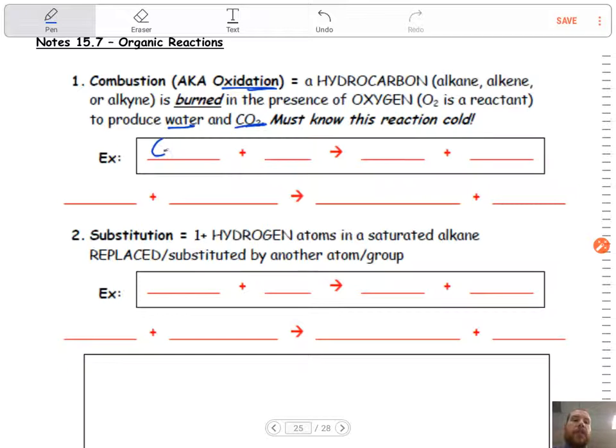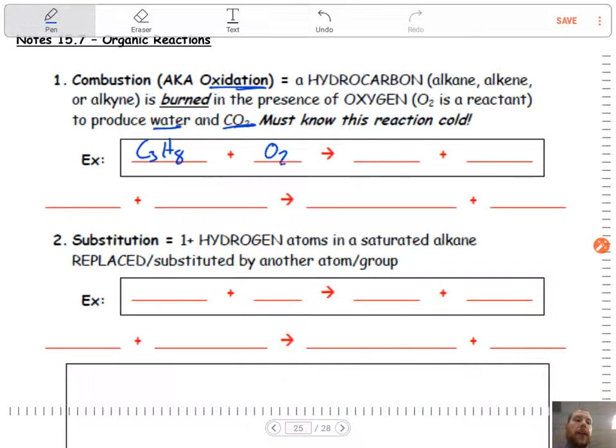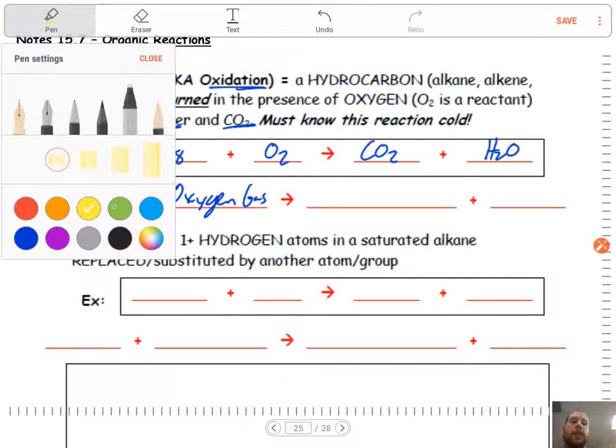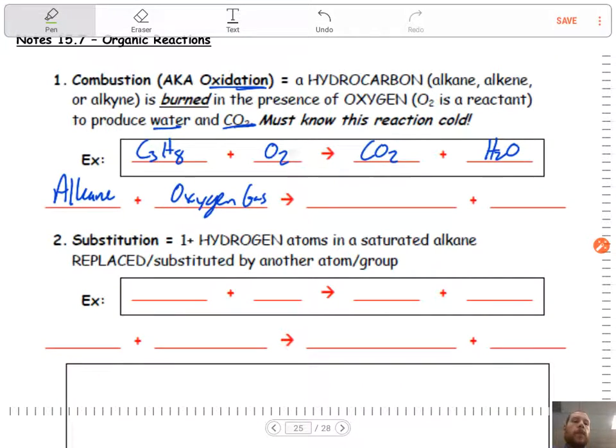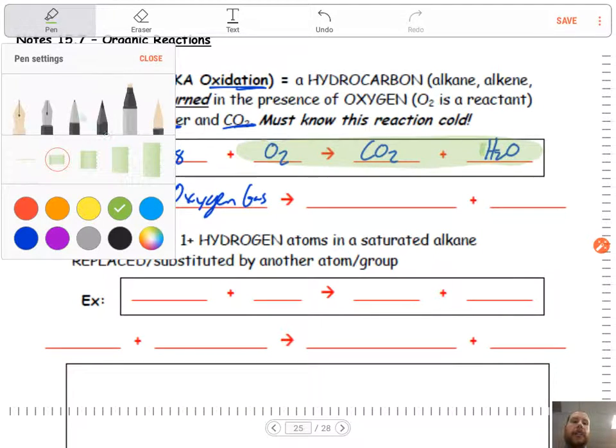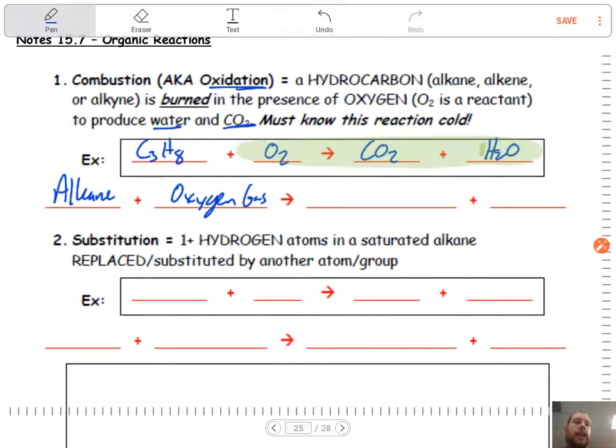Okay, so for example, if we had something like propane, now you guys know how to name that stuff, reacting with oxygen, producing CO2 and water, H2O. Okay, so something like an alkane. It could be any alkane, alkene, or alkyne, reacting with oxygen gas. That's the key, guys. These three pieces are the key. I'm going to highlight those in green. If you see that, the hydrocarbon can change, but the rest are going to stay the same.